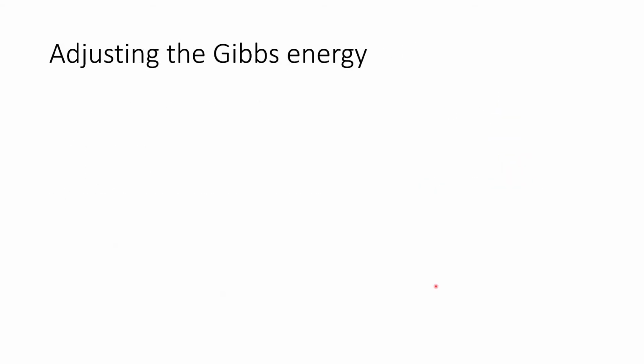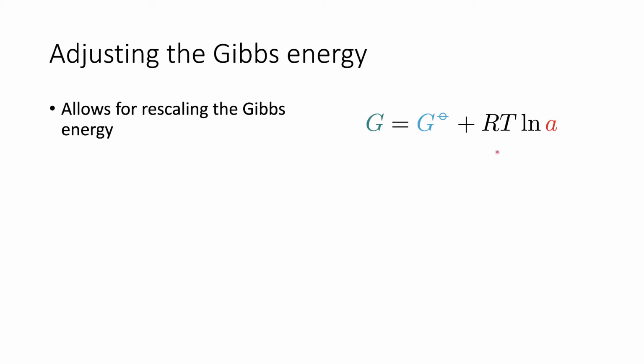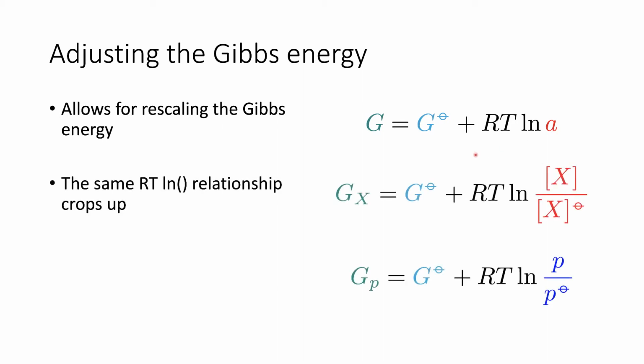We often want to rescale our Gibbs energy. So we have this equation which allows us to rescale it. But what we see is once we start substituting the activity terms in, so if we're looking at the Gibbs energy at a particular concentration or the Gibbs energy at a particular pressure, we see the same RT log relationship cropping up time and time again. Fundamentally, this demonstrates the effect of temperature on the Gibbs energy. So everything we do is affected by that temperature.